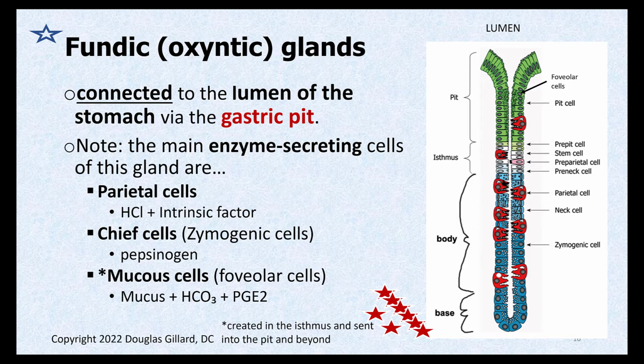the fundic gland, let's just take a look at it, is right here. The fundic gland goes from the isthmus to the base. This is the fundic gland. It contains parietal cells, and it contains chief cells, aka zymogen cells. Most people call them chief cells. And then there's some stem cells in this isthmus region that produce all these cells and produce all these mucous cells or foveolar cells that are born in the isthmus and are kind of pushed upwards.